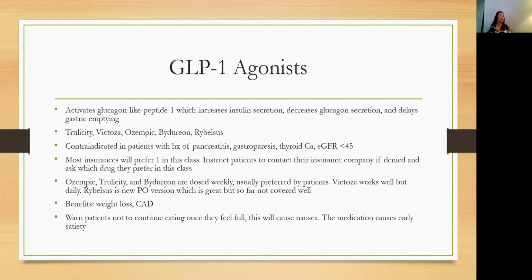And it activates glucagon-like peptide 1, which increases insulin secretion. It decreases glucagon secretion, and it delays gastric emptying. So with that being said, it's contraindicated in patients with gastroparesis because it delays gastric emptying. So if you already have a patient that has impaired gastric emptying, you wouldn't want to give this to them because that can really screw them up.